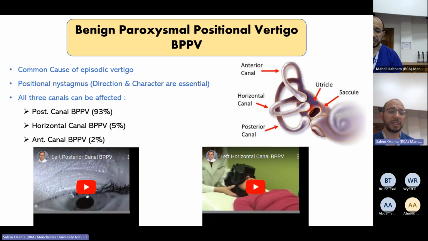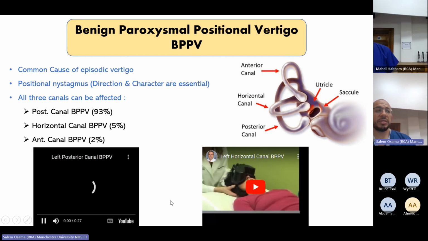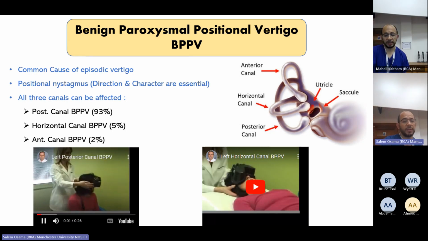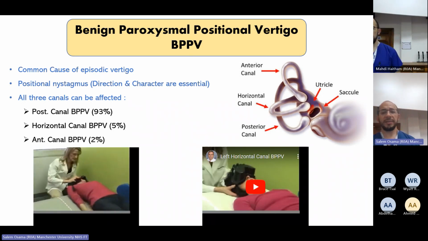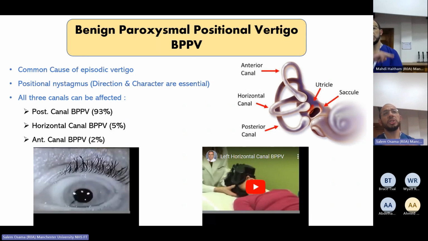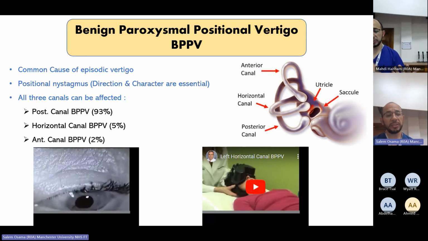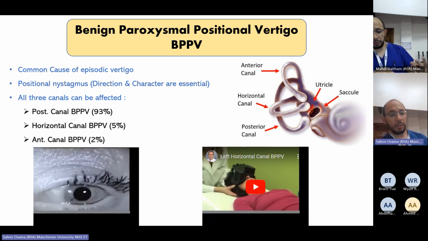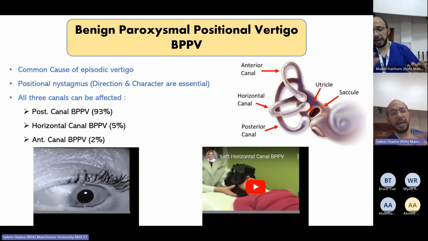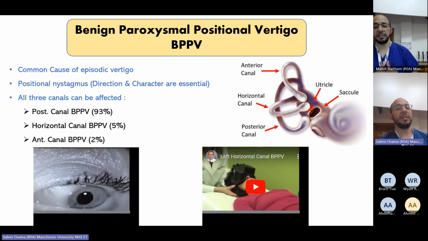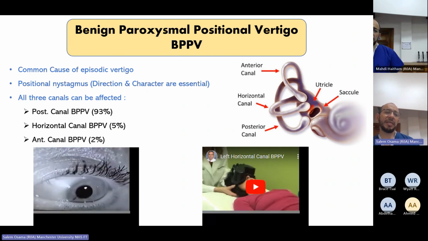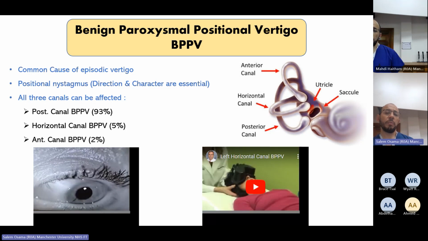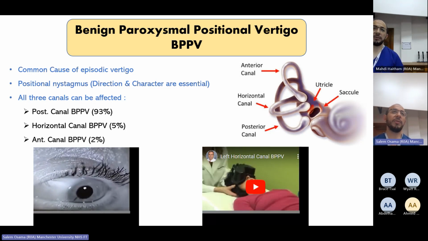But what we have as common is posterior canal BPPV, and in the video, as you see, this Epley maneuver was done by the doctors, and you will be able to see the nystagmus. The character of this nystagmus is positional, and it is rotatory, and as you see, geotropic. You can look into the pupil and see how it is rolling around. So this is the character of posterior canal nystagmus, and what we mostly call canalithiasis.